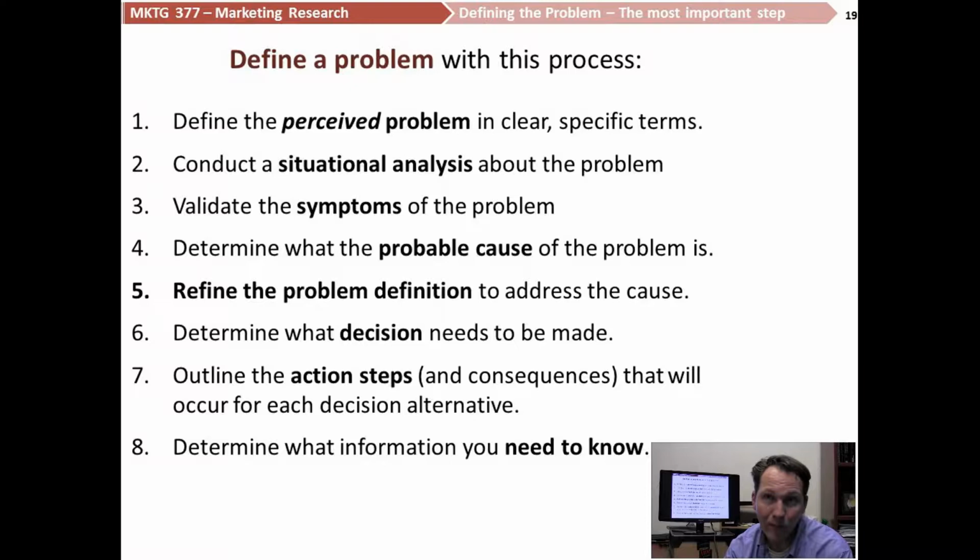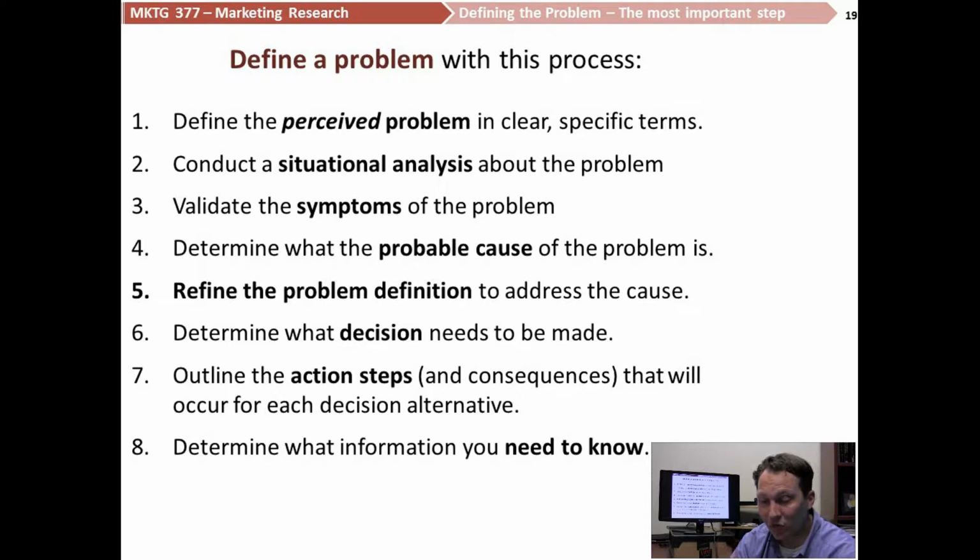And this isn't in your textbook, but this is a logical process that you can follow when you're looking at how to define a problem. So let's start with step 1. Define the perceived problem in clear and specific terms. And when I say perceived problem, I mean whatever we think initially the problem is. So we might think that the problem initially is that our cola beverage doesn't taste as good as our competitor. That's our perceived problem. So let's write that down and define it as clearly as we can.